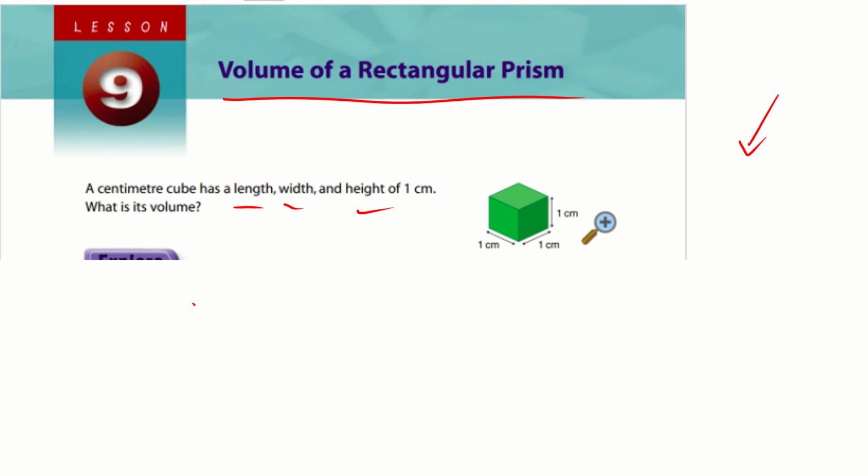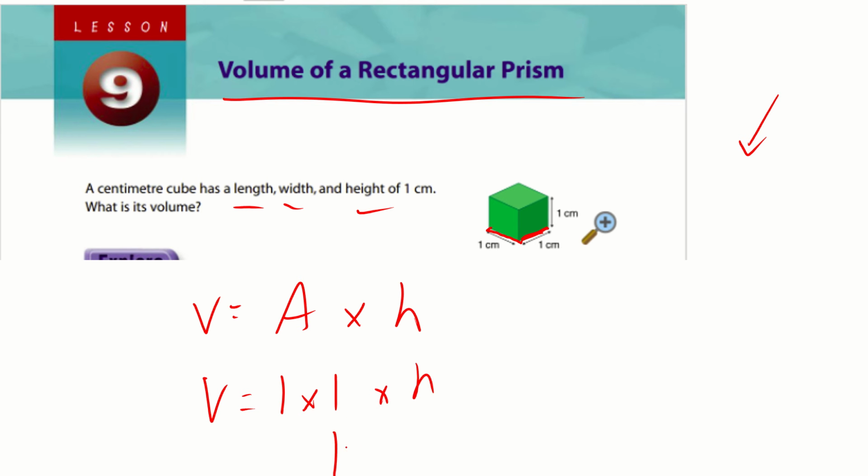The first one is volume equals area times height, okay? We learned how to calculate area of a square. So with a rectangle, here is my length and here is my width. So right here, we're doing V equals 1 times 1. To find the area, 1 times 1 is 1. Now it would be 1 times the height.